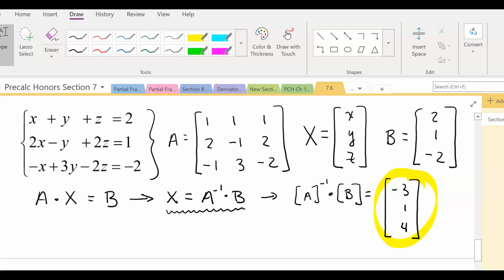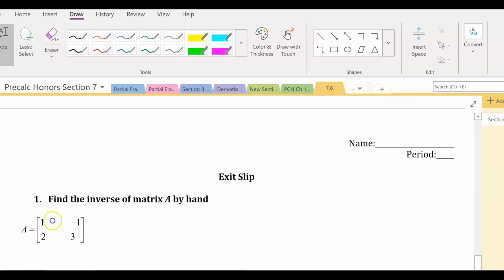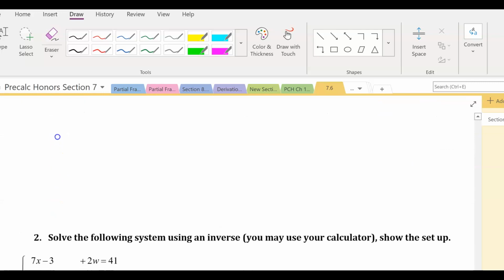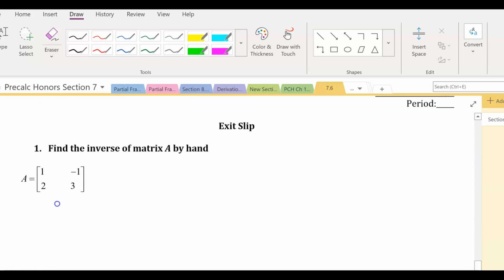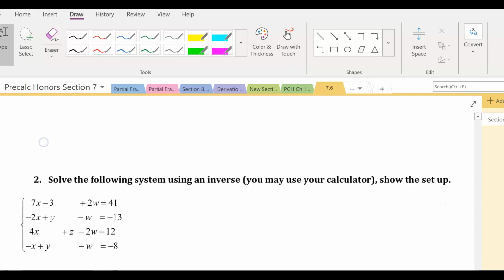All right, so that's the end of this. If you want to go ahead and work on these 2 problems for the exit slip, and then you could check those when you get to class, feel free. Try and solve the first one by hand, because again, you'll be expected to do that on the assessment. Do it by hand without a calculator, and then for number 2, solve it either using reduced row echelon form or inverses, however you like.